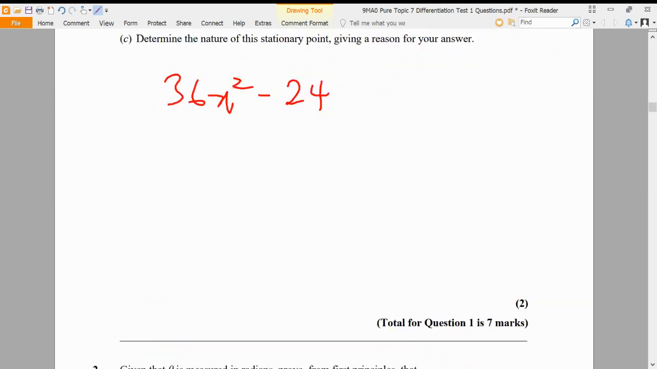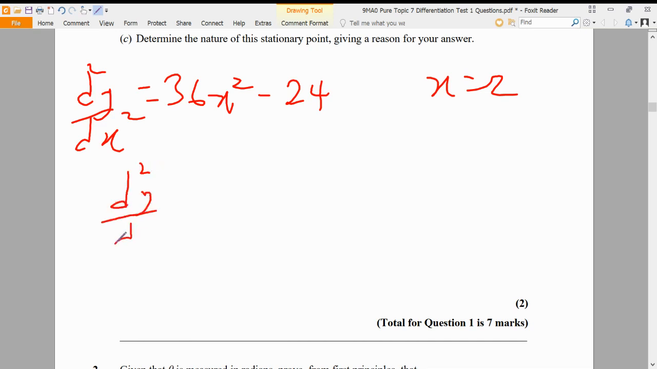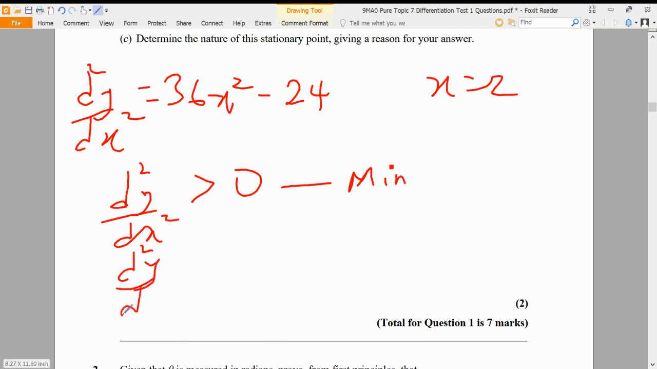The stationary point we got what? That x is equal to 2. Substitute 2 in this d2y dx squared and see what will happen. But note that if d2y dx squared is greater than 0, it is a minimum point. If d2y dx squared is less than 0, it is a maximum point.